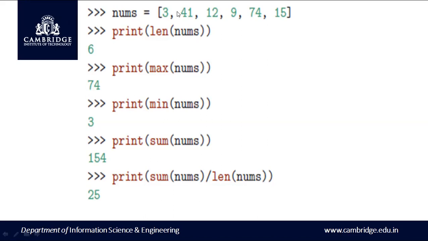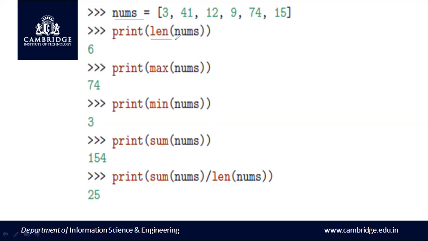You can see here 3, 41, 12, 9, 74, 15. So these are the numbers, an integer list under the name nums. This is the list name nums. Here we have different functions that can be used on this list.